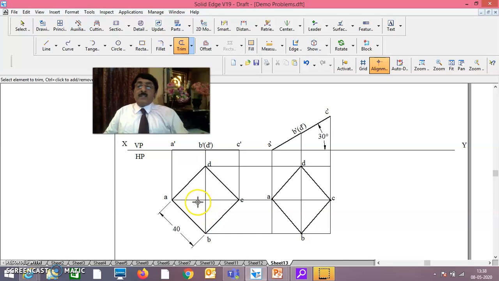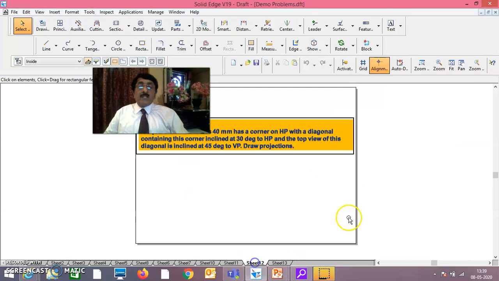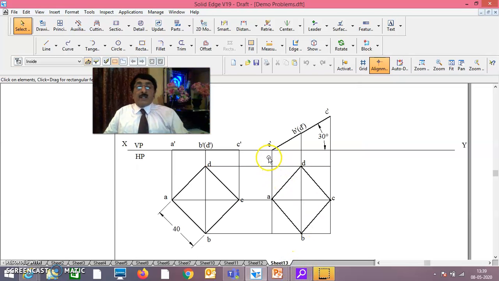This is the initial position. Now I have started the problem. The initial position you do this way, then they have given that one diagonal is inclined at 30 degrees to HP. See here, they have given the diagonal which contains the corner on HP inclined at 30 degrees to HP. The diagonal that contains the corner on HP is AC only. It is resting on A. AC is the diagonal that contains the corner. That is, AC is inclined at 30 degrees to HP.